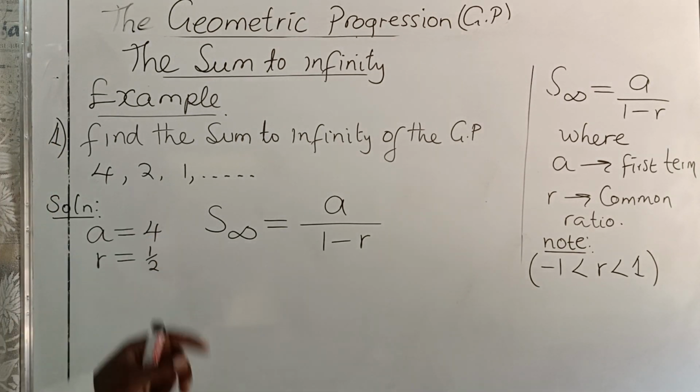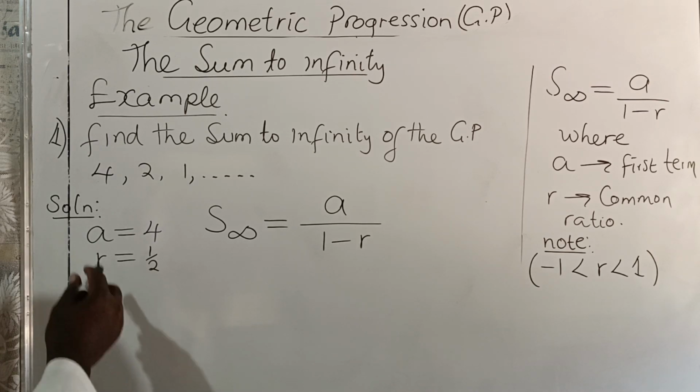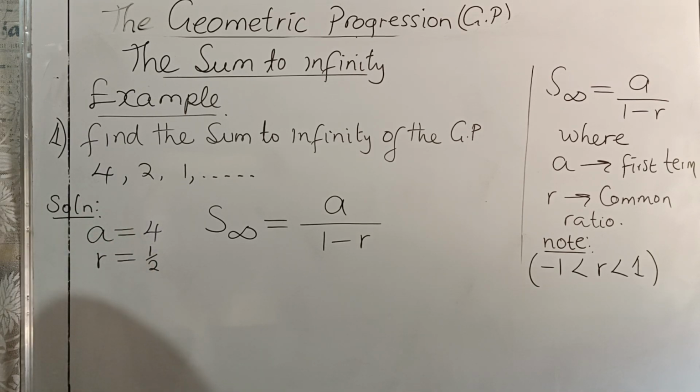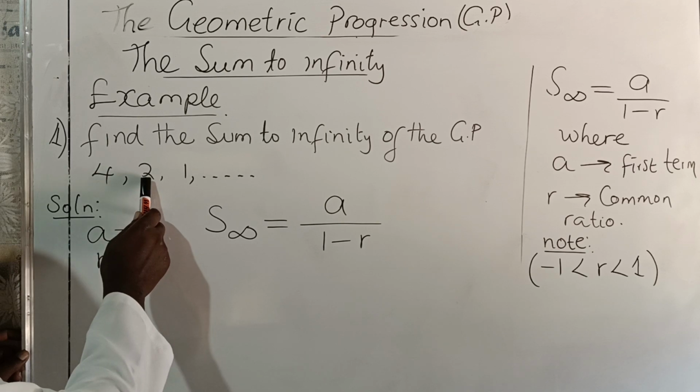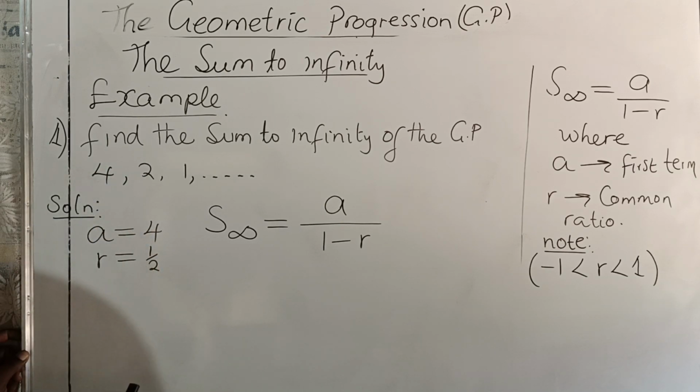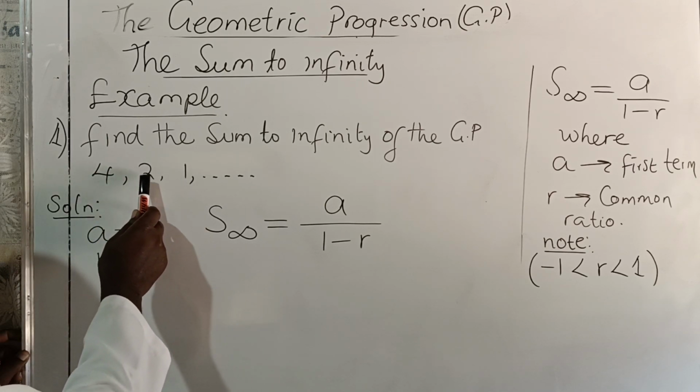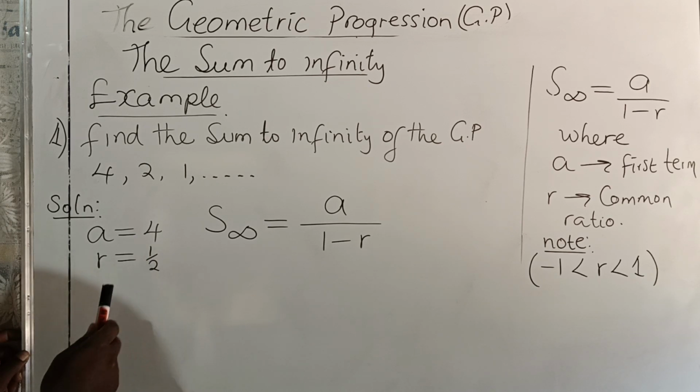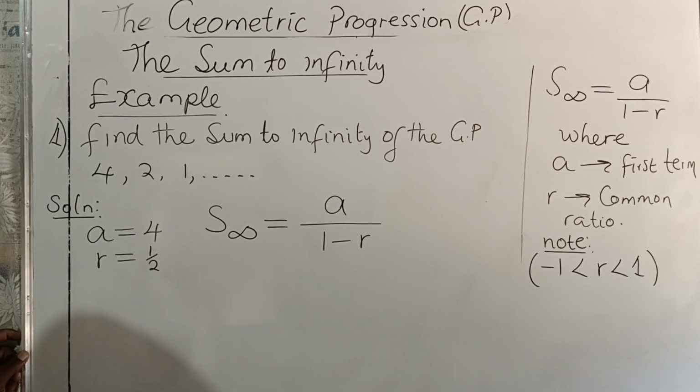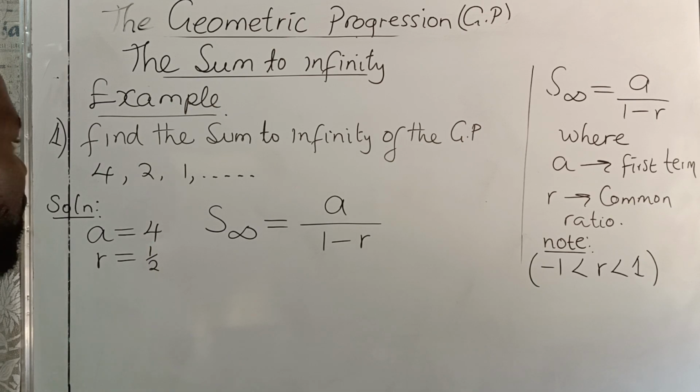So, looking at our GP, our first term is 4, and our common ratio, which we shall get by saying 2 divided by 4 or 1 divided by 2, our common ratio is 1/2 or 0.5.